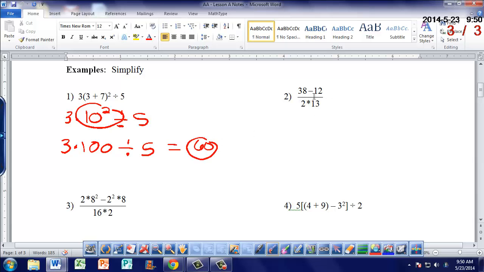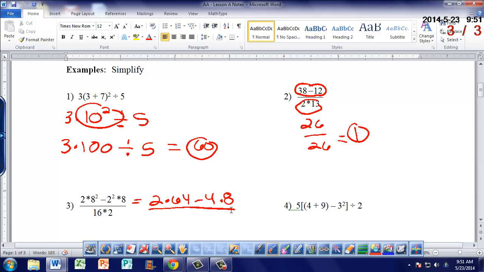Now, in this situation where we have a fraction and there's operations in the numerator and denominator, you want to look at the fraction as a grouping symbol. So kind of like parentheses. We're going to do the top, and then we're going to do the bottom, and then we're going to divide. So 26 divided by 26 is 1. Okay, down here, we're going to do exponents. So I get 2 times 64 minus 4 times 8 over 16 times 2.